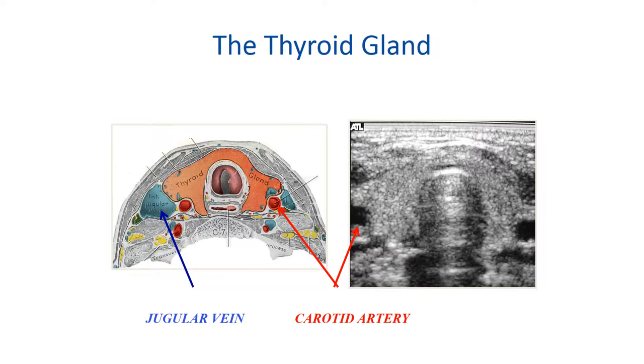Okay, so here's some imaging. This is a cross-section. It shows the jawline here, and this is the trachea, and this is the thyroid gland around the trachea. This is an ultrasound of the thyroid. This is a normal thyroid. Here is the trachea, and then this tissue around the trachea is the thyroid gland. And it lights up.